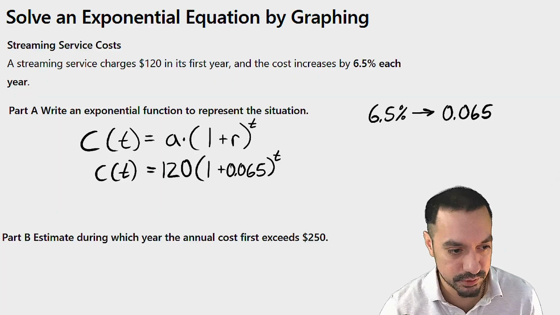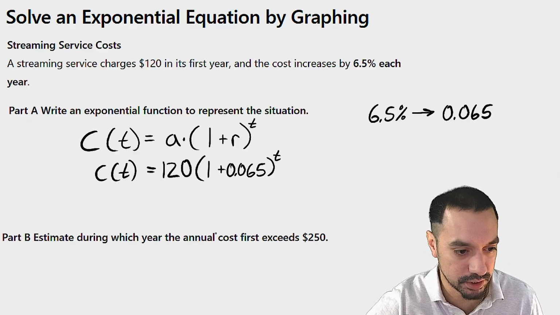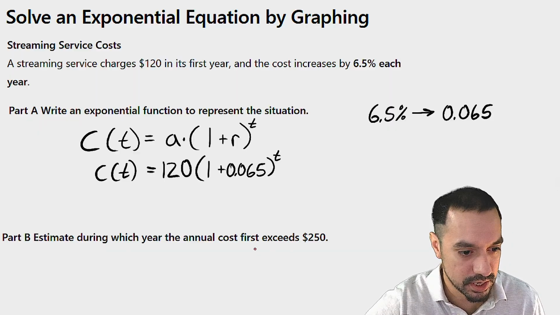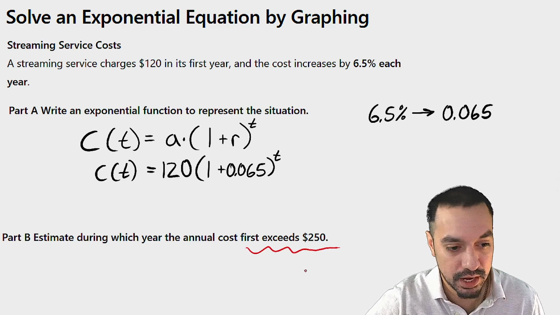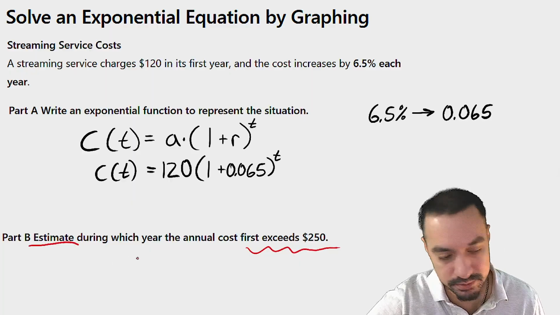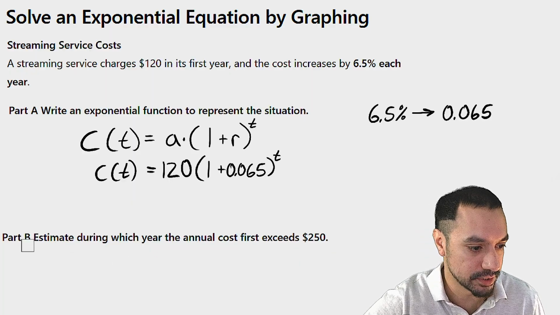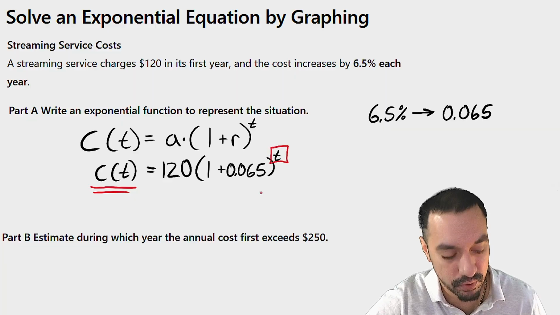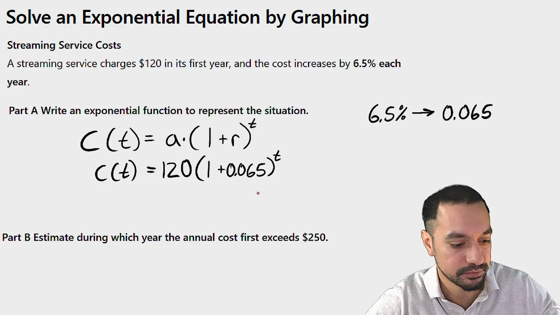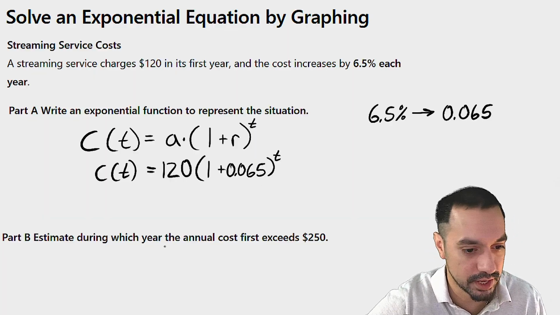And I could do various things with my model. So for example, in part B, it's saying to estimate during which year we're going to be paying over $250 for streaming services. And I could find that estimate by using my model. What we're going to do is set the cost equal to 250, and that'll allow us to solve for the time when that ends up happening.